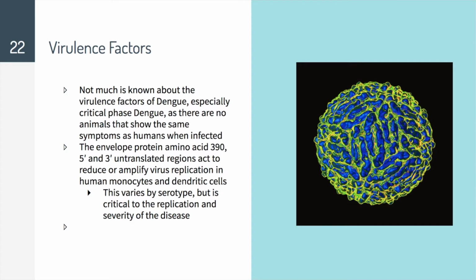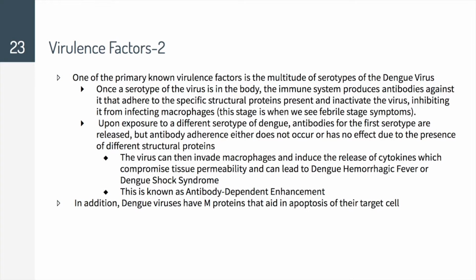But we do still know a few virulence factors. The E protein, or envelope protein, which is the amino acid 390 at the 5 and 3 untranslated regions, is a virulence factor, and it acts to reduce or amplify virus replication in human monocytes and dendritic cells. The E protein varies by serotype, but it's critical to the replication and to the severity of the disease. Another one of the primary known virulence factors is all of the serotypes of dengue virus.